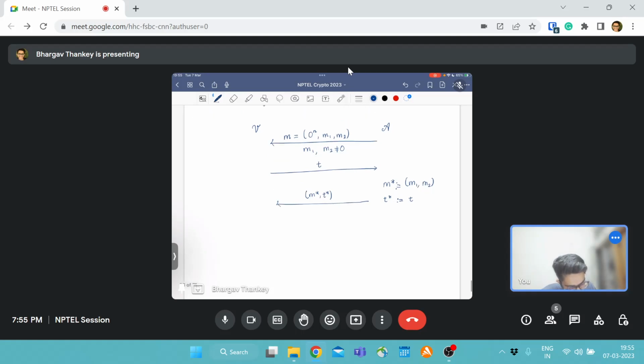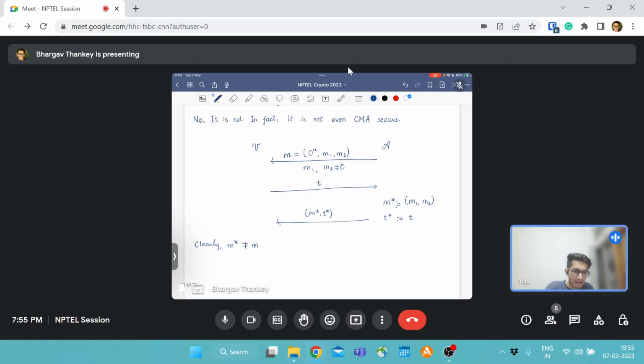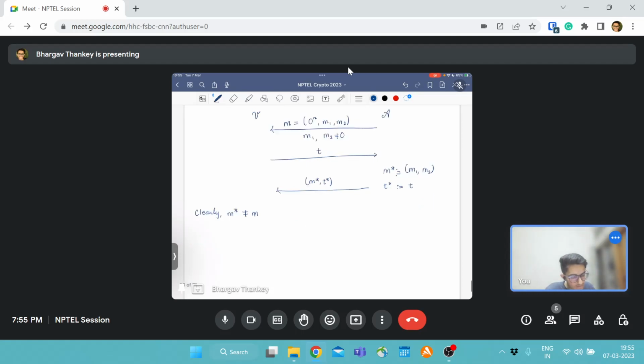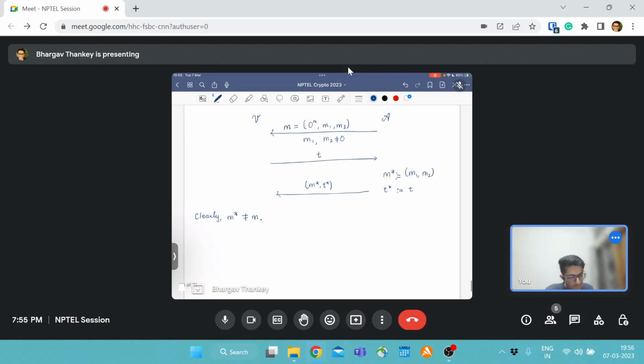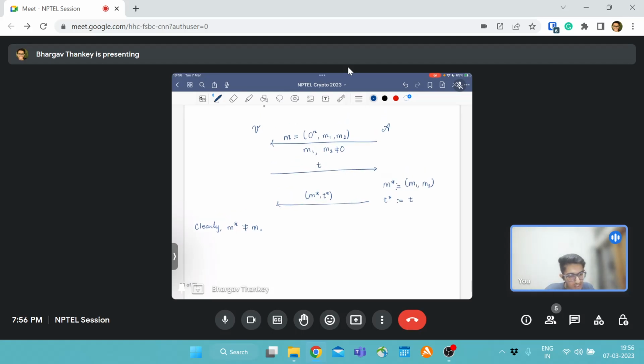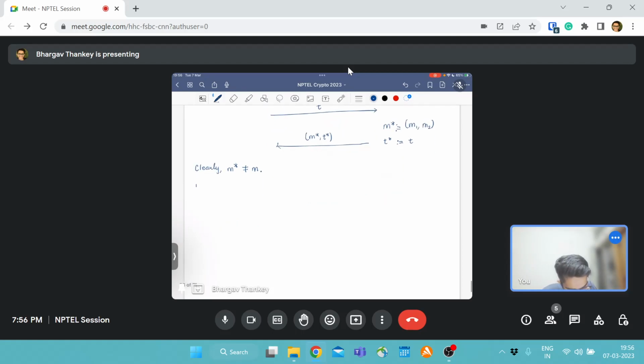Now clearly M star is not equal to M, because M had three blocks, 0 to the n, M1 and M2, while M star is just two blocks, M1 and M2. So as long as we show that T star is a valid tag for M star, we would have shown that this MAC is not CMS secure and therefore not information theoretically secure. So now let's show that T star is a valid tag for M star.